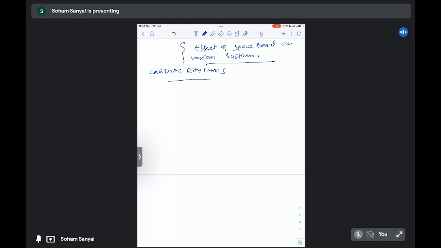What are the reasons? Reasons may be anything. Reasons may be hypoxia, it can cause arrhythmia. Reasons may be hypothermia, it can cause arrhythmia. Reason may be a low pressure condition, where the heart may start behaving in a different way. Reason may be electrolyte disturbances that can cause arrhythmia. So first of all, try to remember that astronauts are prone to develop arrhythmia.